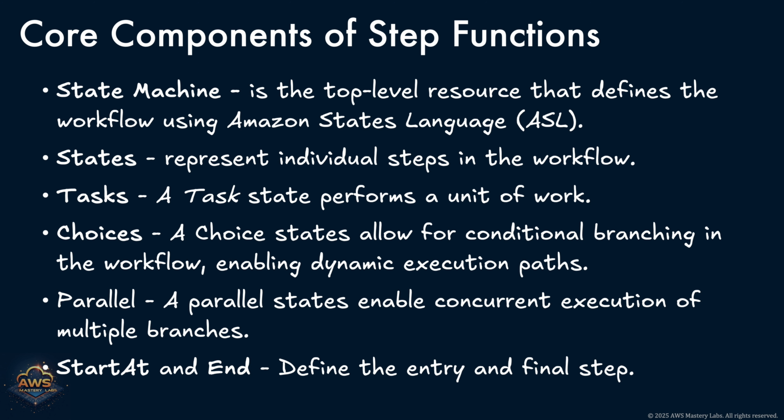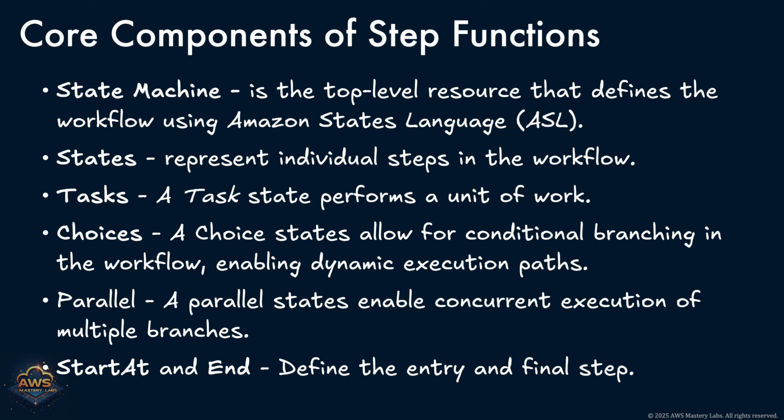Each state performs a distinct function. It might run a task, make a decision, wait for a period, or simply pass data. States are connected to each other through transitions, and the workflow progresses by moving from one state to the next. One of the most common types of states is the task state. This is where actual work gets done, whether that's invoking a Lambda function or triggering a batch job in ECS or Glue.